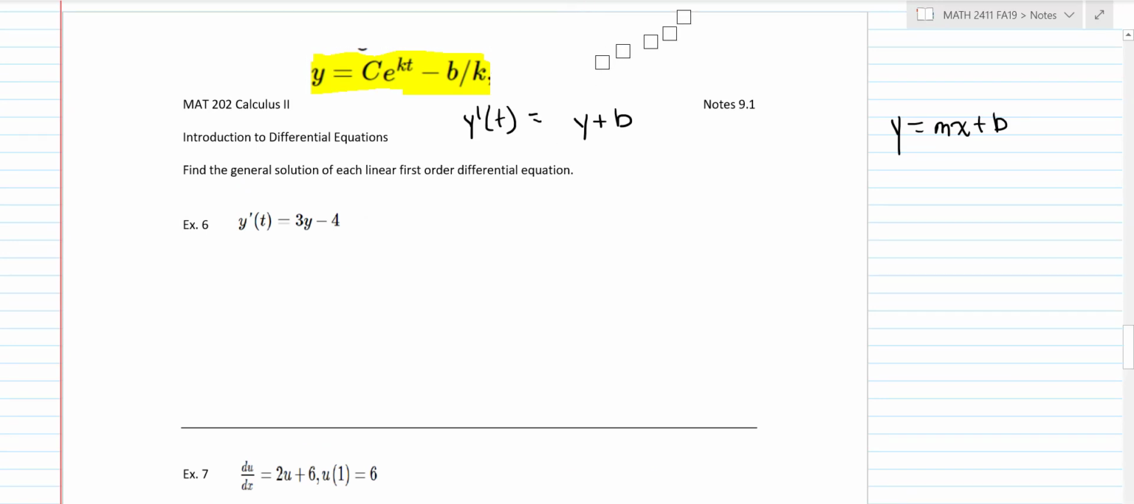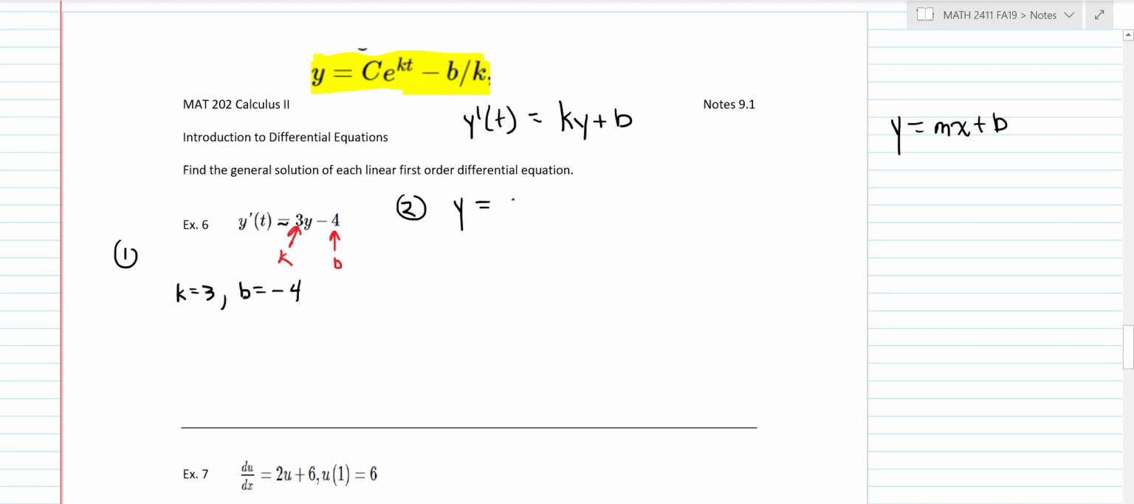So I'm going to change what I wrote down to this. This is how our book does it: ky plus b. In this particular problem, the first thing you do is identify what you have. So k is going to be this number, and b is going to be that number. What you end up getting is k is equal to 3, and b is equal to -4.